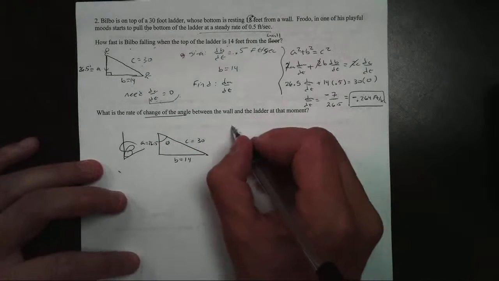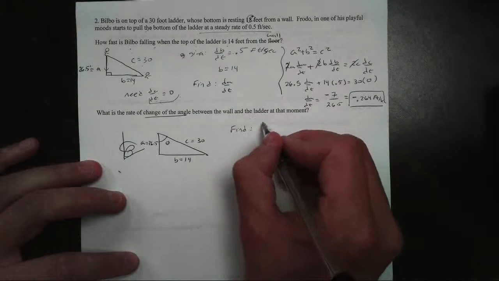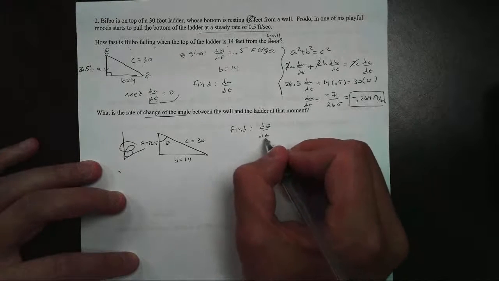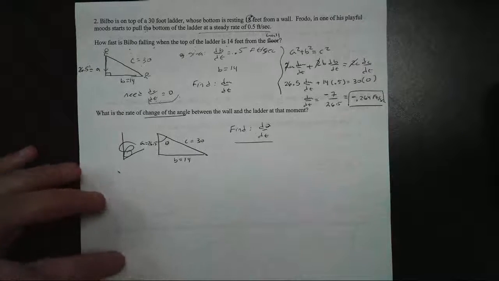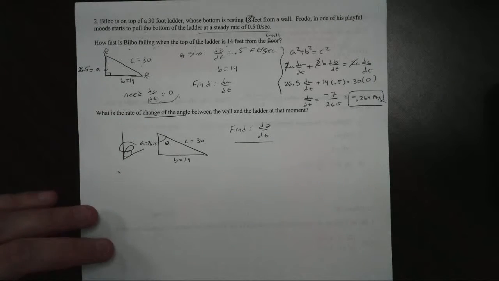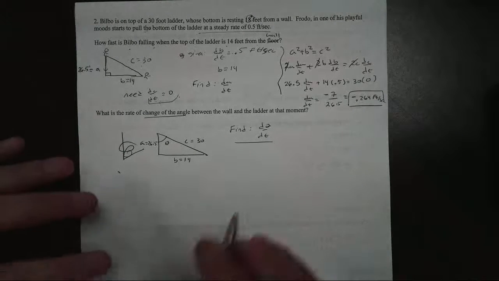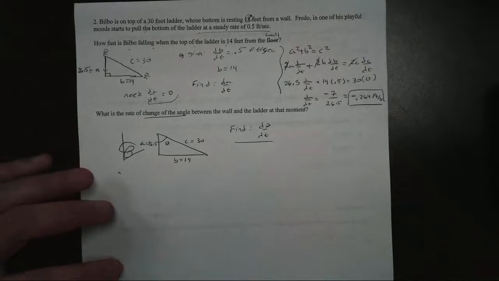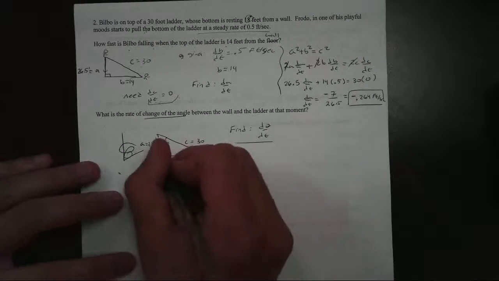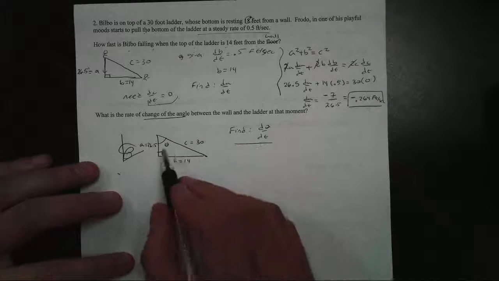And I'm going to write down what I want to find. I'm looking for the change in angle. I write out what I'm trying to find. Okay? So write that out. Now I'm going to have to use a trig function, a trig function that explains all this.